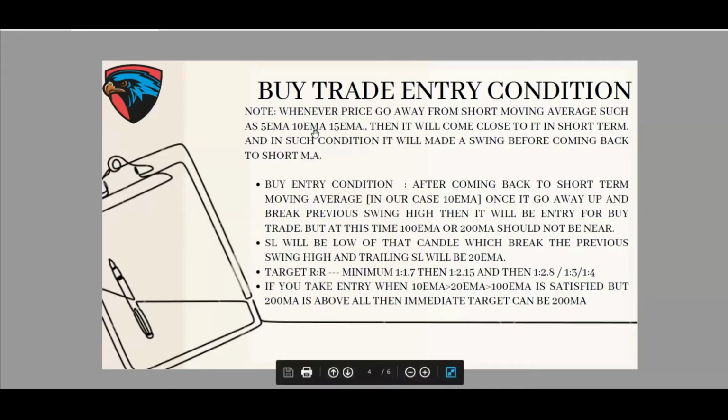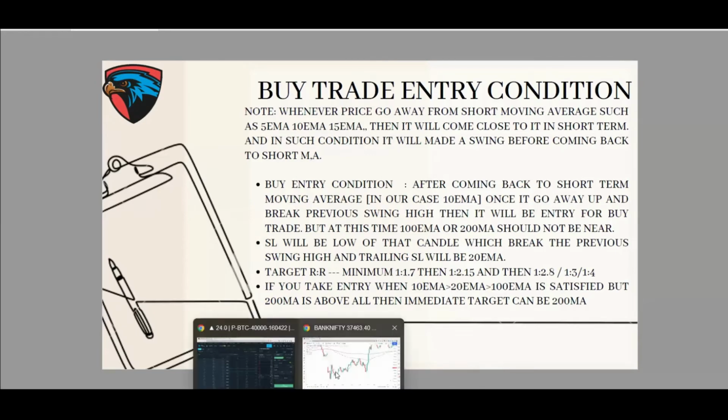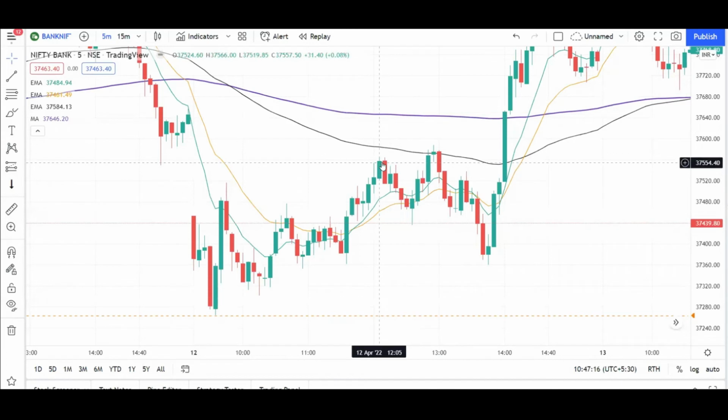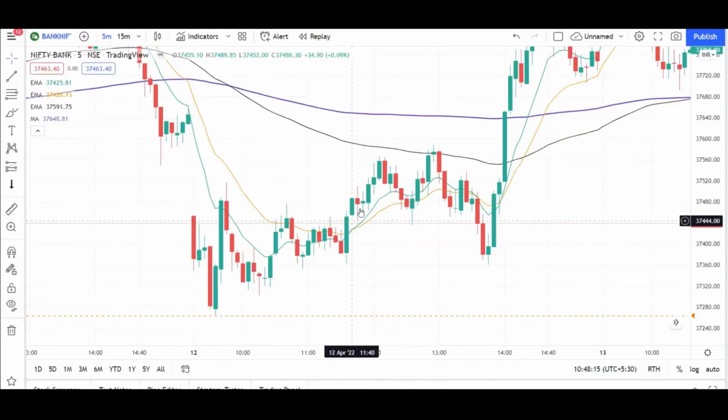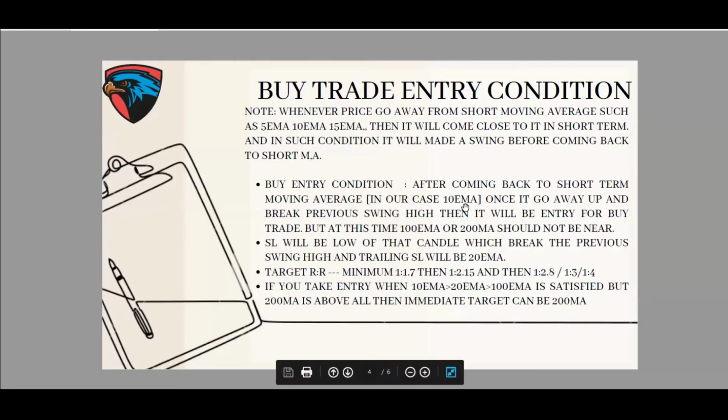So our first rule says, the 5, 10, 15 are the short-term moving averages. Whenever the price goes away either from the top or the bottom, it will have the tendency to come back near this moving average, or otherwise this moving average has to go near the price. So first condition: once it goes away and comes back near the 10 moving average, it will make a swing. And once the high of that swing has been taken out, then we can enter into the buy trade.